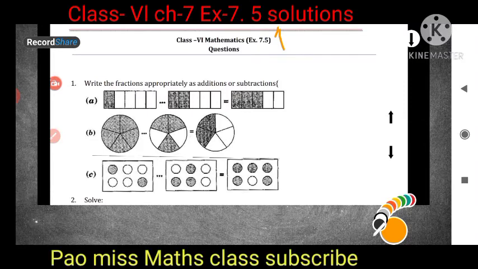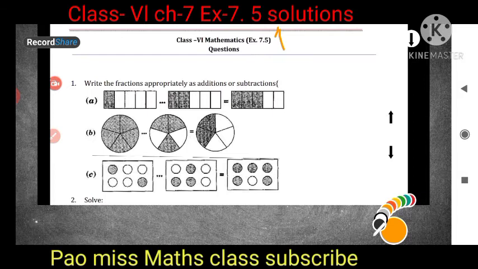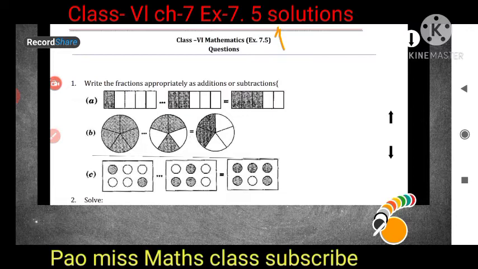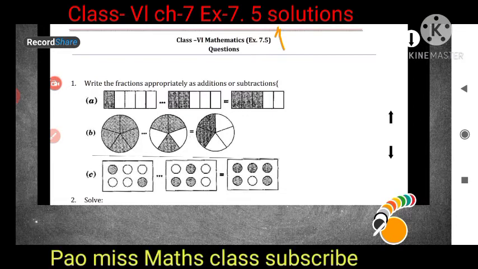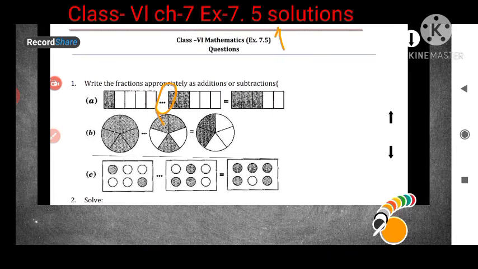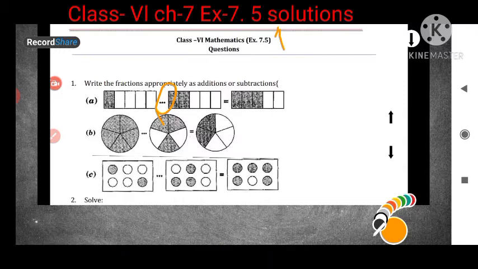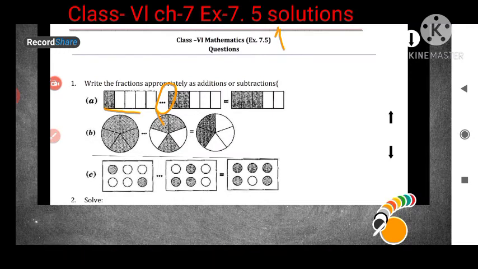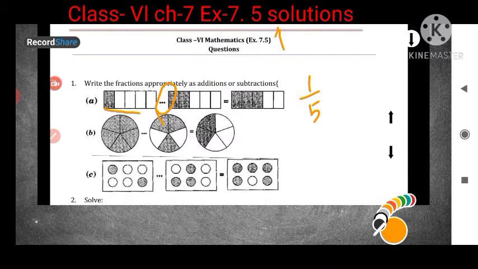Question number 1. Write the fraction appropriately as addition or subtraction. So we have to write the appropriate sign, the blank we have to fill. Okay, so let me write a fraction first. We know how to write a fraction, isn't it? So what part is added here? 1. So this fraction will be what? 1 upon, what is the total? 1, 2, 3, 4, 5. So 1 upon 5.